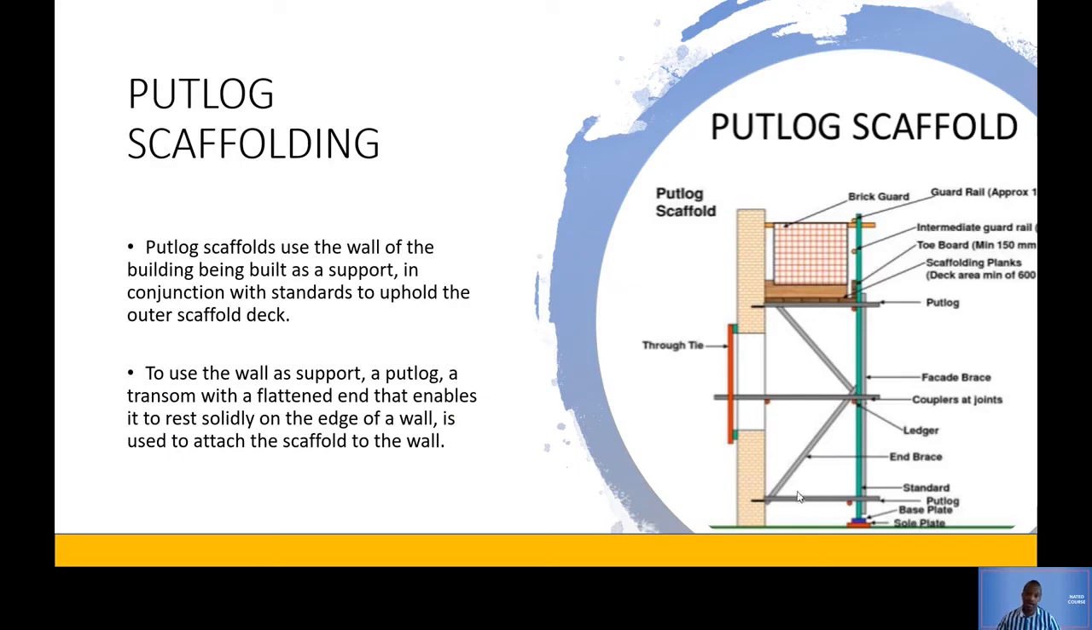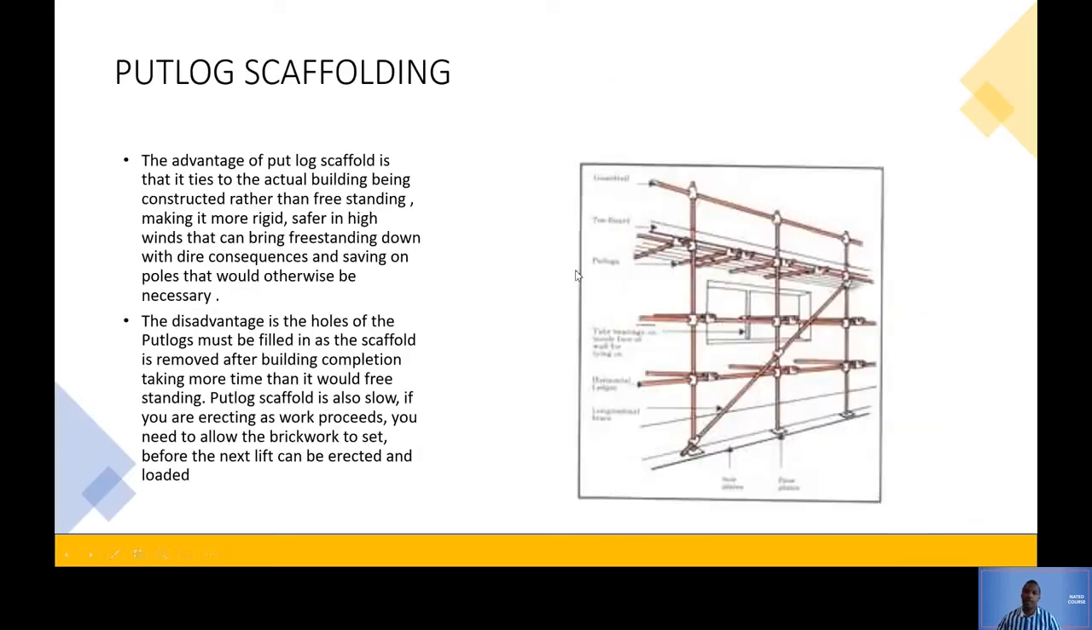And one last thing just to point out about the putlog scaffolding is that the putlog is the member that actually goes into the wall. As you can see here, the putlog joins into the wall. Also here, the putlog joins into the wall. Okay, let's continue. And then here is a further example of putlog. As you can see, the putlogs on this scaffolding are going into the wall.